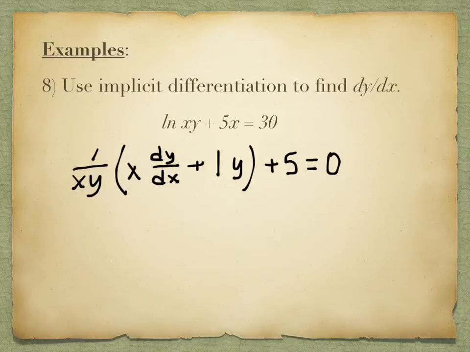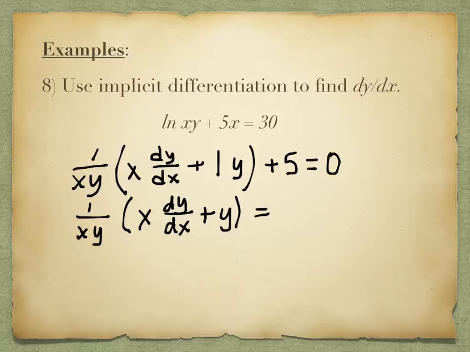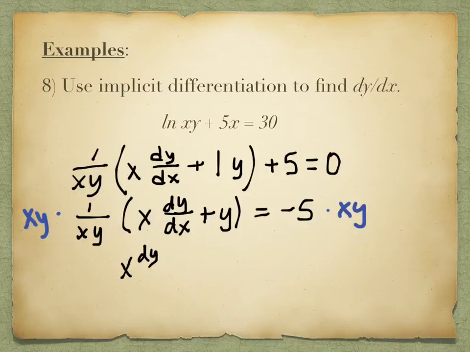I'm going to move the 5 first. Are you okay with that? And in doing so, I'm going to be left with 1 over xy times x dy dx. I'm going to avoid distributing, although you could certainly do so and it wouldn't hurt anything. Instead of distributing, I'm going to multiply both sides by xy. Now I have x dy dx plus y equals negative 5xy. Now what?